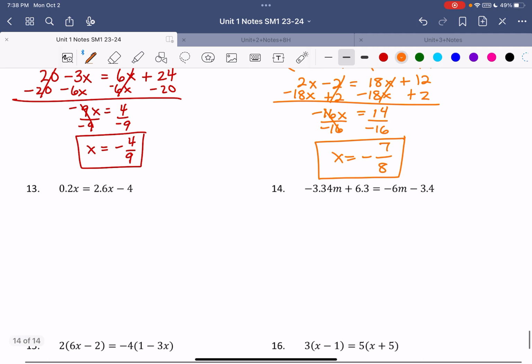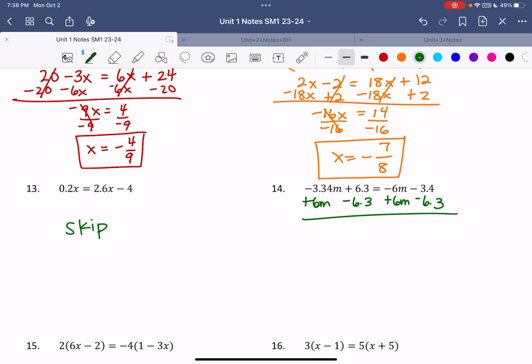All right, decimals. You know what, 13 is not too bad, so we're going to skip this one. Since this one looks a little more complicated, let's deal with it. We're going to add 6m to both sides and subtract 6.3 from both sides. Okay, so when we add those together, we get 2.66m. That cancels, and that equals negative 9.7. Then we're going to divide by 2.66.